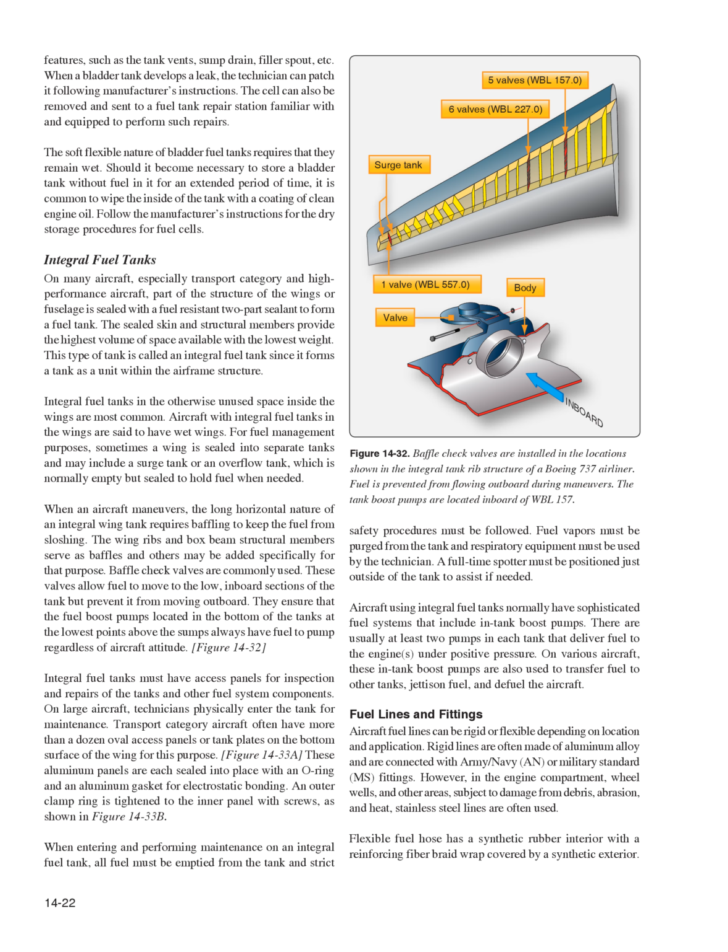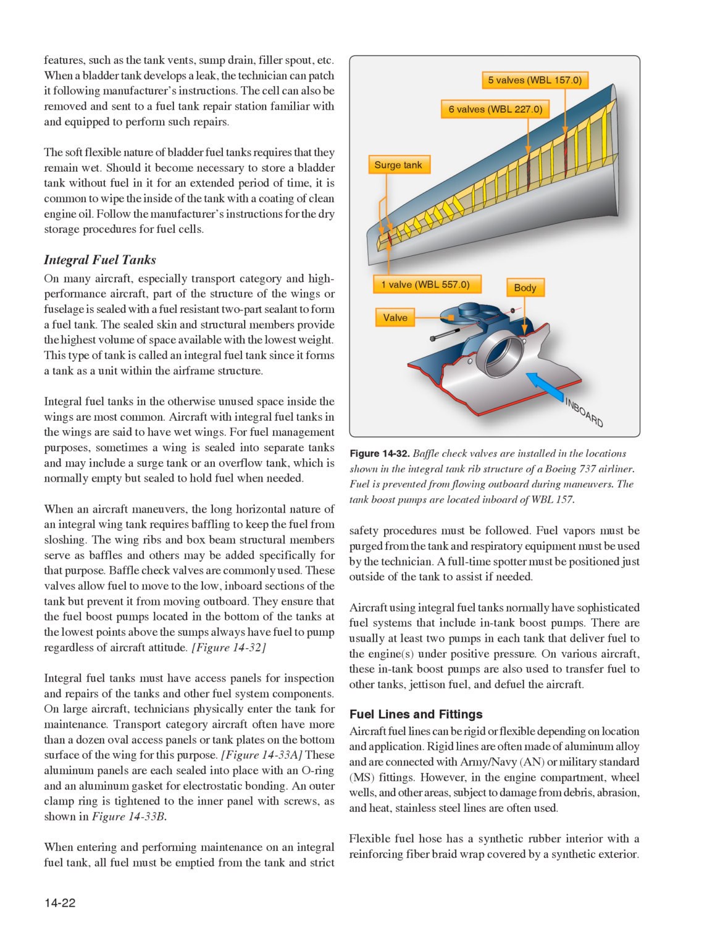These valves allow fuel to move to the low, inboard sections of the tank but prevent it from moving outboard. They ensure that the fuel boost pumps located in the bottom of the tanks at the lowest points above the sumps always have fuel to pump regardless of aircraft attitude. Figure 14-32, integral fuel tanks must have access panels for inspection and repairs of the tanks and other fuel system components. On large aircraft, technicians physically enter the tank for maintenance.